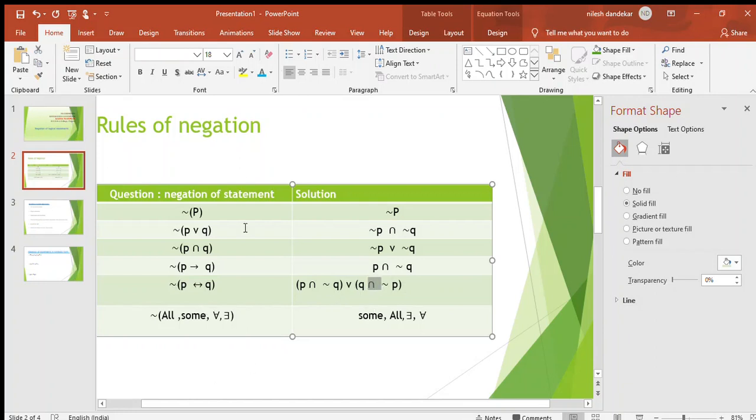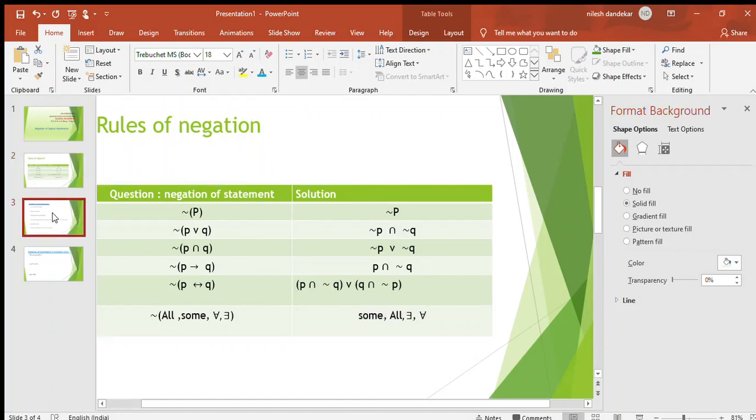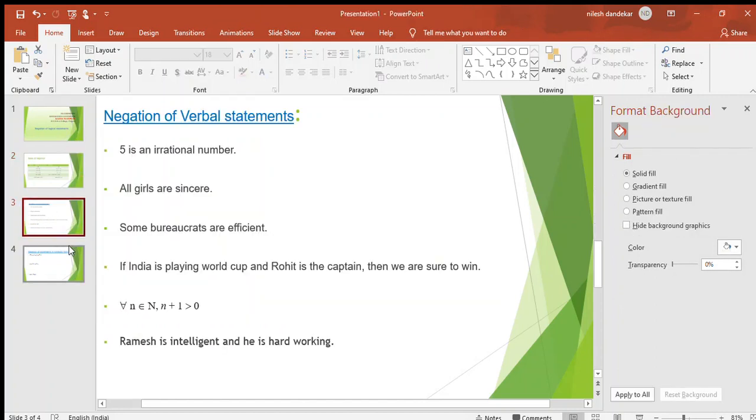Now this is for symbolic form. For statements in verbal format, if there is all, you have to write some. If there is some, you have to write all. For all, you give the symbol there exists. For there exists, you have to give the symbol for all. Let us take some examples.